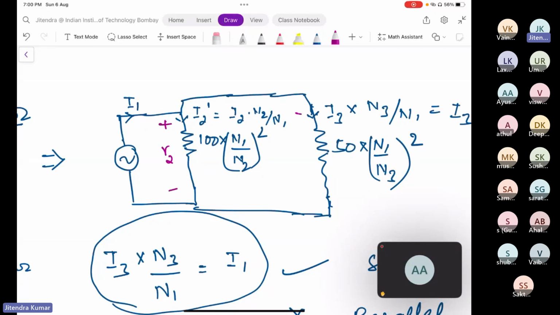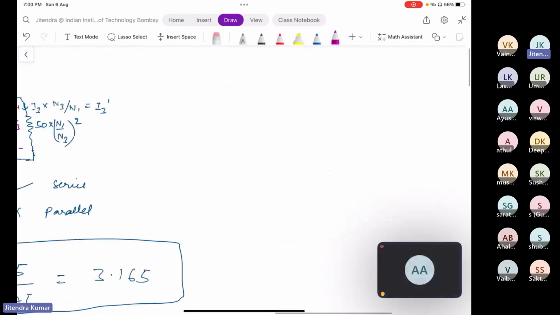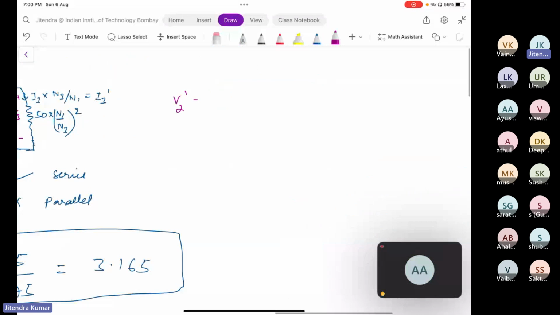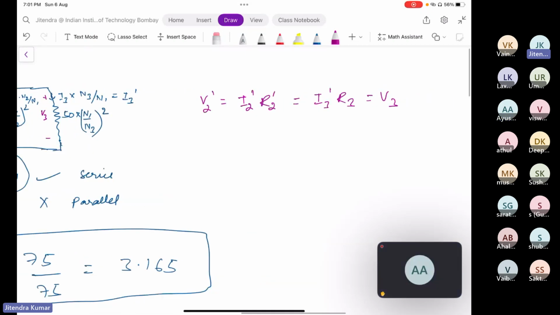So let us suppose this is V2 and this is V3. And V2 dash should be I2 dash into R2 dash, and V3 dash should be I3 dash into R3 dash. Okay. So if you agree with that, V2 dash is equal to I2 dash R2 dash, which should be equal to V3 dash, I3 dash R3 dash. Now we need R2 dash and R3 dash.